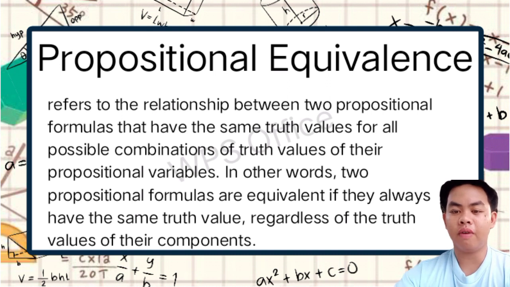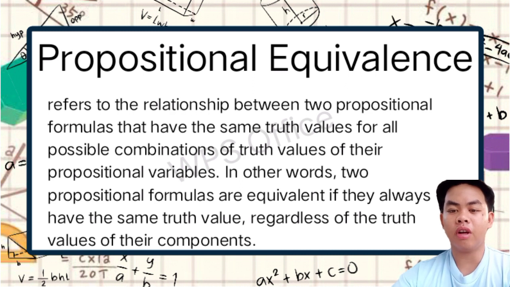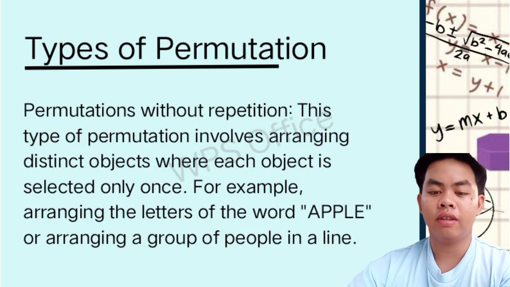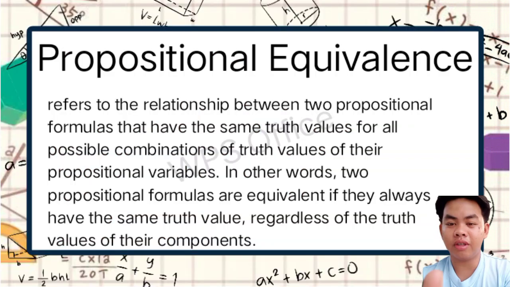Propositional equivalence refers to the relationship between two propositional formulas that have the same truth values for all possible combinations of truth values of their propositional variables. In other words, two propositional formulas are equivalent if they always have the same truth values, regardless of the truth values of their components.